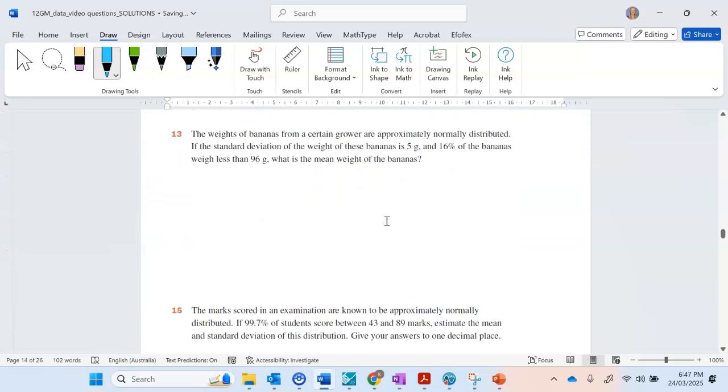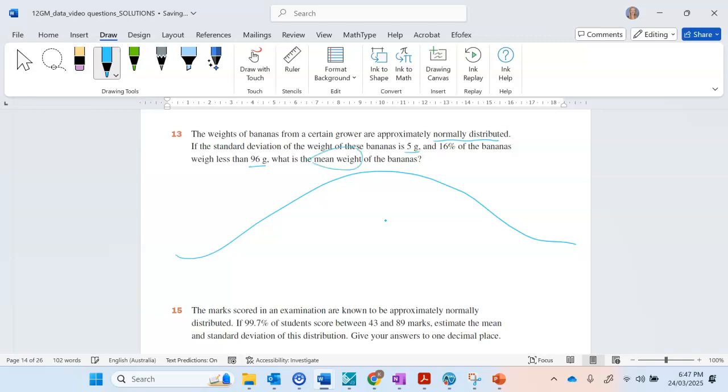I know it's been a long video, but you really need to get these percentages right. All right, the weights of bananas from a certain grower are approximately normally distributed. So remember, whenever we see the phrase normal distribution, we think of our bell-shaped curve. There it is. The standard deviation of the weight of these bananas is 5 grams. 16% of the bananas weigh less than 96.